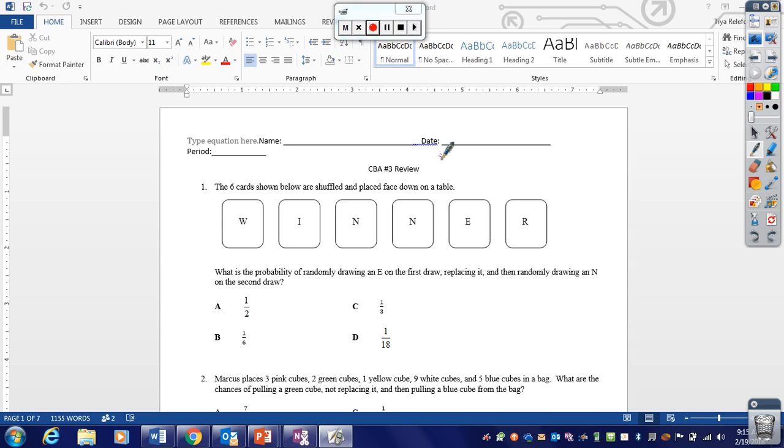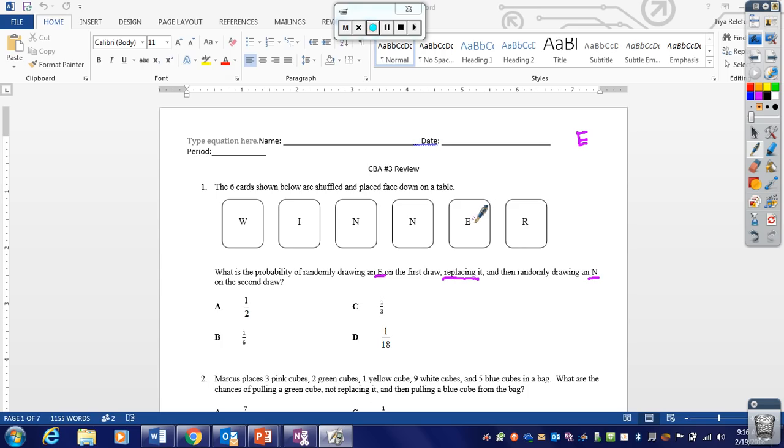The 6 cards shown below are shuffled and placed face down on a table. What is the probability of randomly drawing an E on the first draw, replacing it, and then randomly drawing an N on the second draw? So how many times are you drawing? 2 times, right? And the first time you want an E. What's the probability of drawing an E?